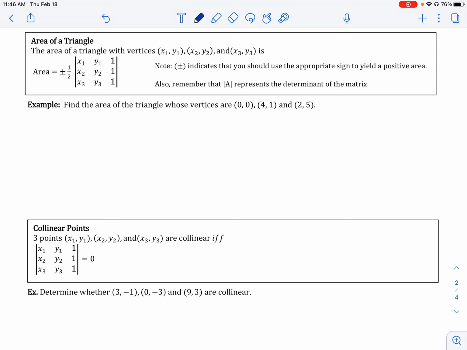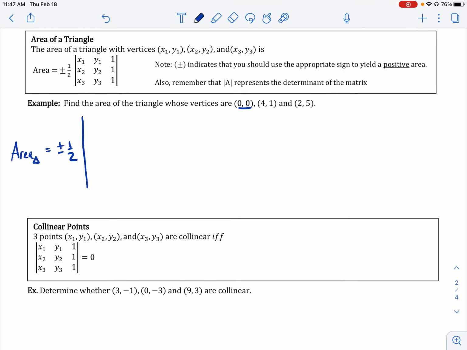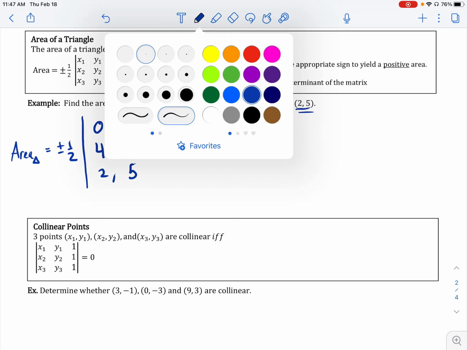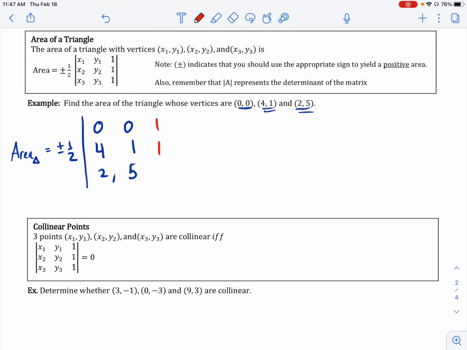So we've got 3 vertices here that form a triangle. So I'm going to go ahead and start setting this up. I'm going to say, all right, the area of my triangle is equal to plus or minus 1/2 times, and let's create this matrix. We're going to take this coordinate here, 0, 0. Those are going to go in my first two columns. And then, well, let's go ahead and just write the coordinates first. So 4, 1, 2, 5. And down the third column, we're just going to go ahead and write ones.